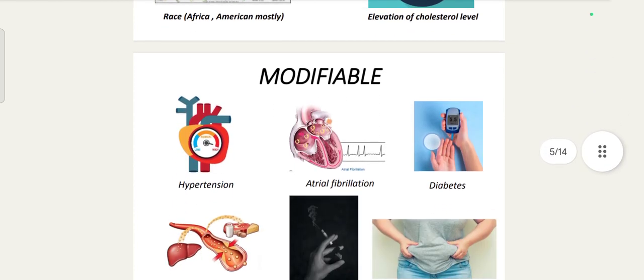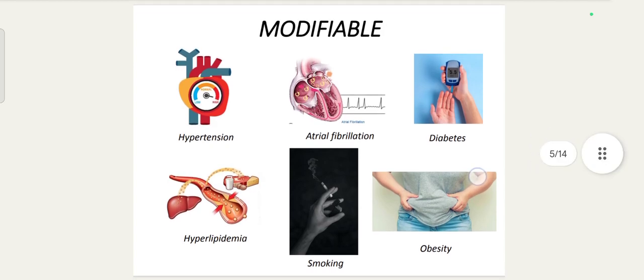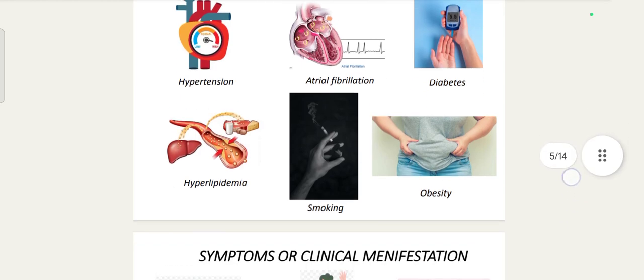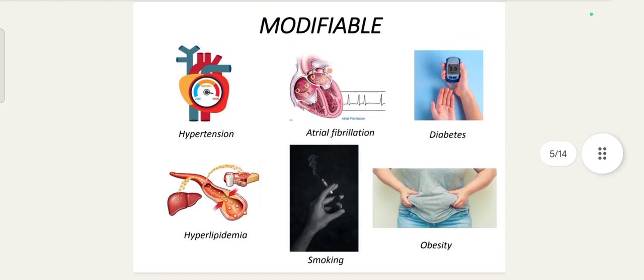Next, we will see what are the modifiable risk factors. The first one is hypertension. The second one is hyperlipidemia. The third one is atrial fibrillation. And the fourth one is diabetes. The fifth one is smoking. The sixth one is obesity. The modifiable risk factors are those risk factors which we can modify by our healthy lifestyle.